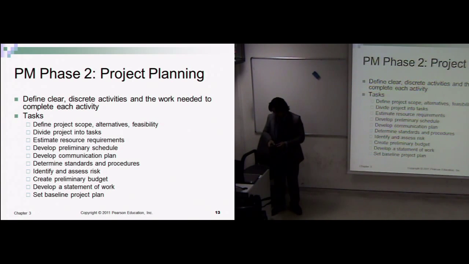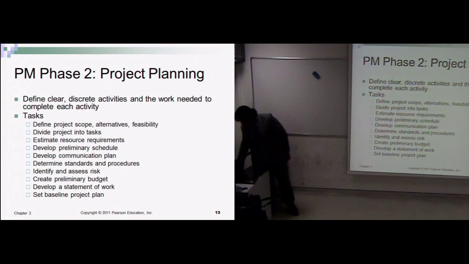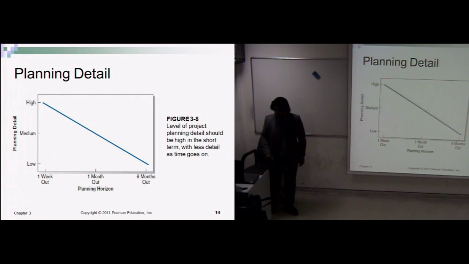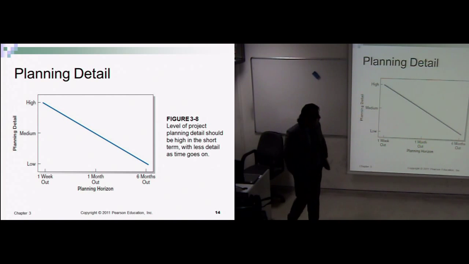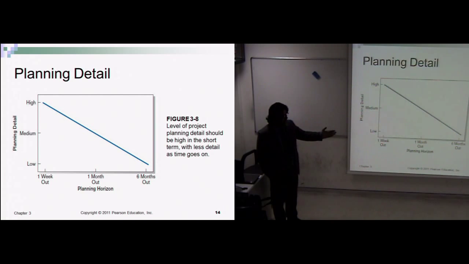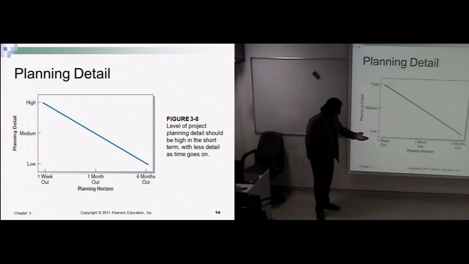So, the next is planning detail. You can see in this diagram, we have shown a straight line. What is that? It has two axes. For instance, on the horizontal axis, we call it the planning horizon.